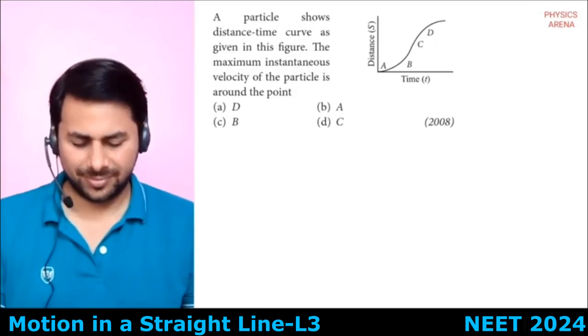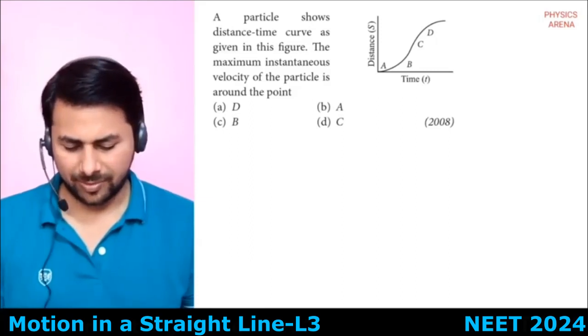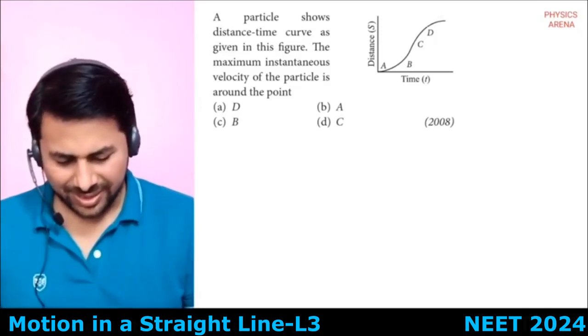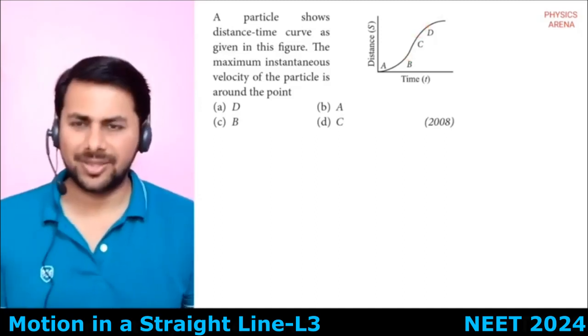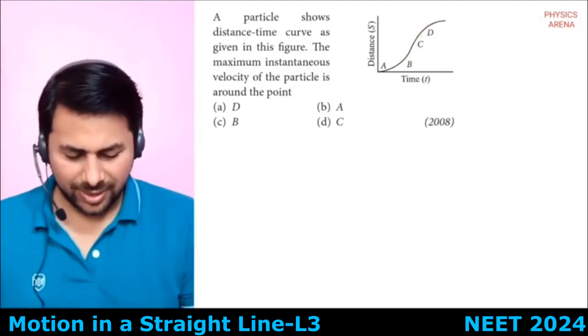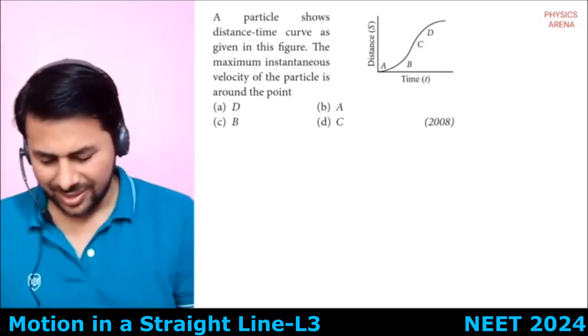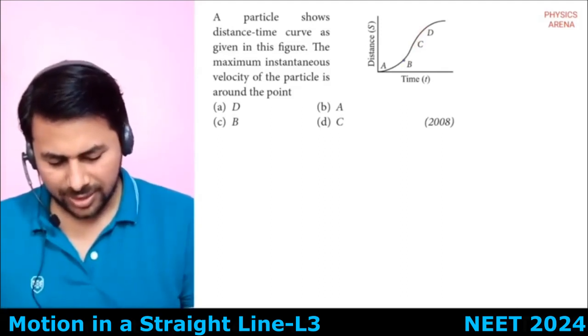In option D, its slope is decrease only, sir, as compared to option C. Okay, first of all, they have not marked the points, right? They should have marked the points themselves. Okay, so see, I can draw here, I can draw here also. I don't know, right? So let's suppose these are the points.